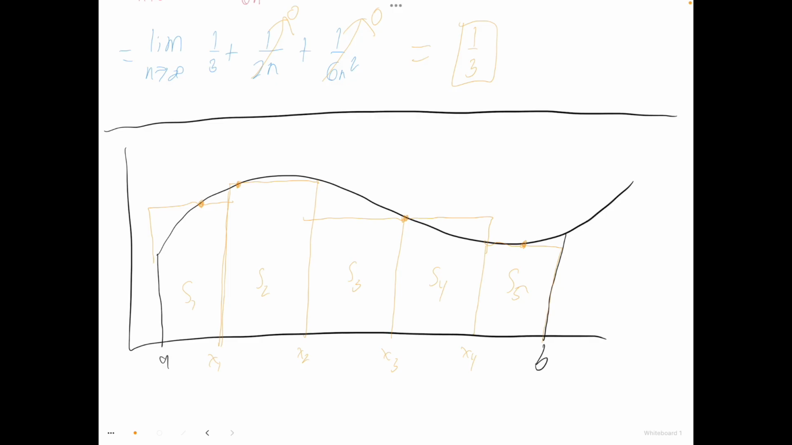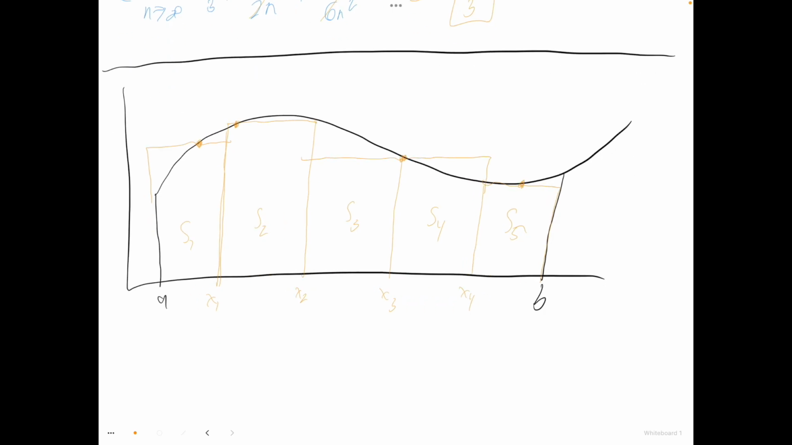And now, this seems kind of weird. I've just picked these sort of randomly. But it turns out that as you take the limit as n goes to infinity, as long as you have some method of how you're picking these, you're going to end up getting the same answer in the end. And so this is the idea of sample points.